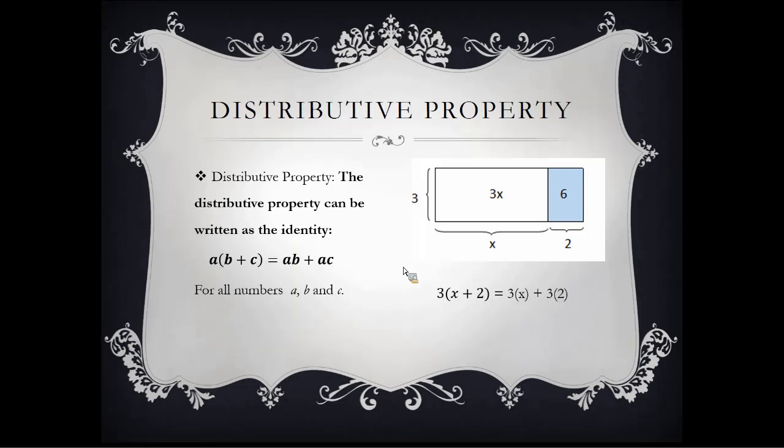Just like what we had on the previous slide, this shows the distributive property. We're multiplying the 3 to the x and to the 2, and the products are being added together in the end. So we could write this in two different ways. We can write this as 3 times the quantity x plus 2, or we can write it as 3 times x plus 3 times 2. They are the same. If we simplified, we would have 3x plus 6.